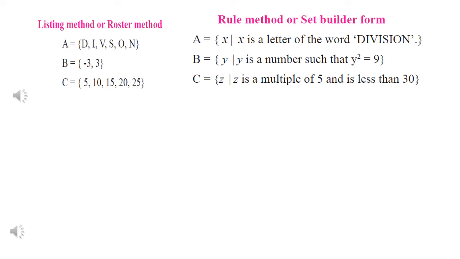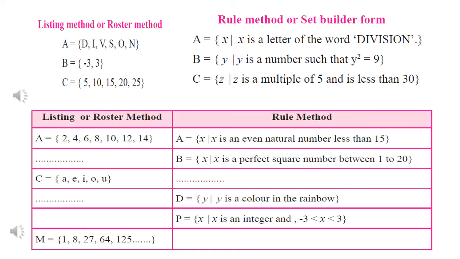So these examples are clear. Now I'll give you some more examples and you will have to get the answer to them. This table has two columns, the listing method and the rule method. There are some blank columns which you need to solve. The first one is already solved for us.